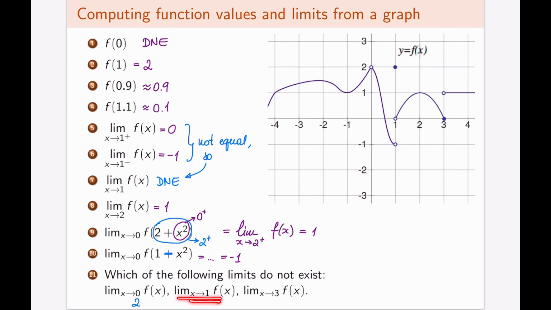Next up, limit as x approaches 1, we already know does not exist from the previous calculations. And my last one here is limit as x approaches 3. So what do I have? 3 on the left, it approaches 0. And on the right, it will approach 1. So this limit too does not exist because the left-hand side limit and the right-hand side limit are actually different.